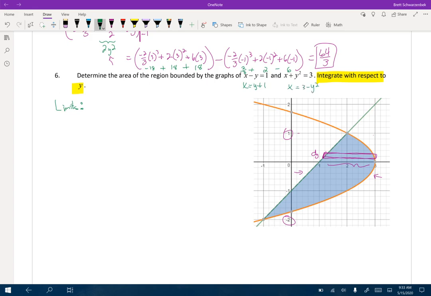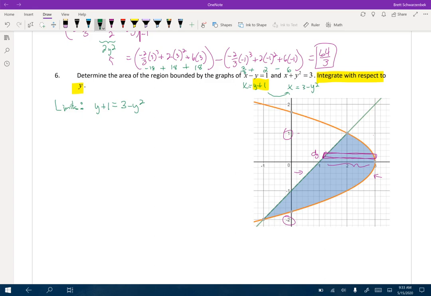Why? Because now you can take y plus 1 and put it in for x, and you can actually solve for the limits. Y plus 1 is equal to 3 minus y squared. You would not be able to do that without this. So realize if it's with respect to y, you solve for x. If it's with respect to x, you solve for y. More work to just keep in your head.